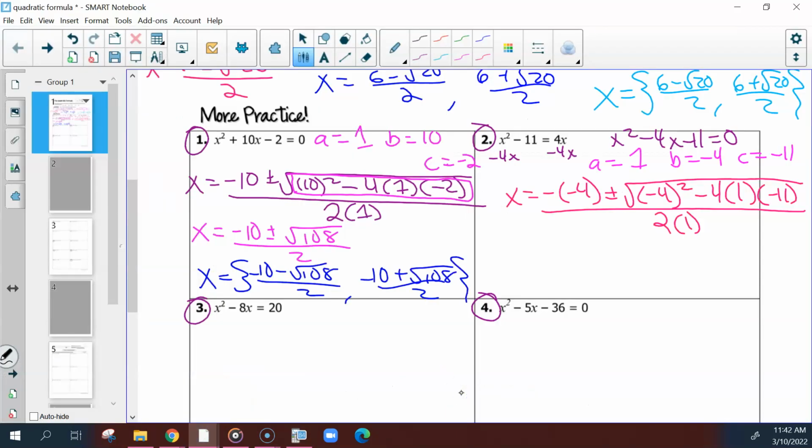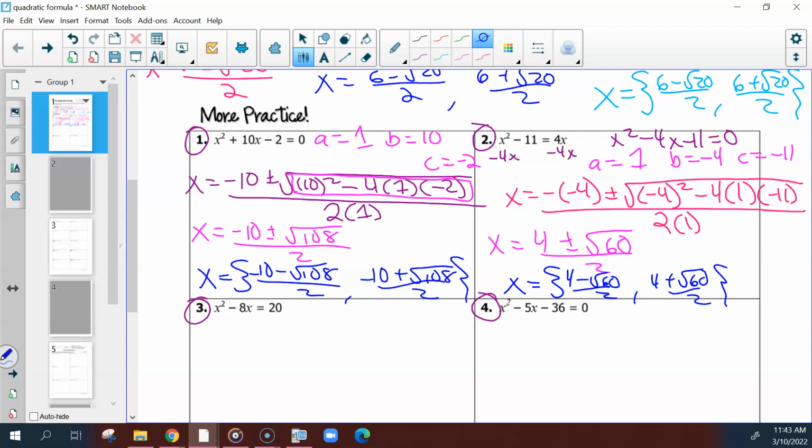So this will look just like this. We have x equals, simplify this because this would become a positive 4, plus or minus the square root of 60 all over 2. And then your two solutions, or your solution set, would be x equals 4 minus the square root of 60 over 2, and 4 plus the square root of 60 over 2. Okay.